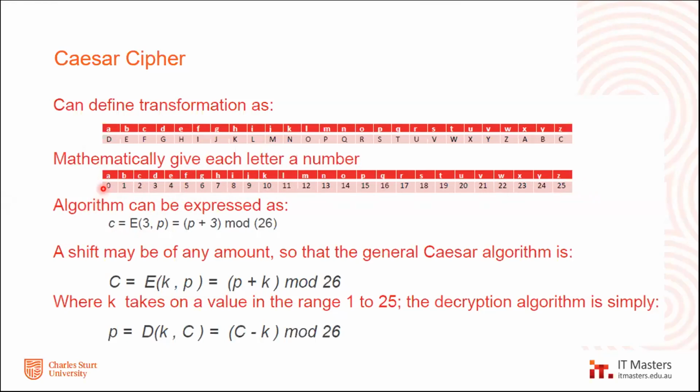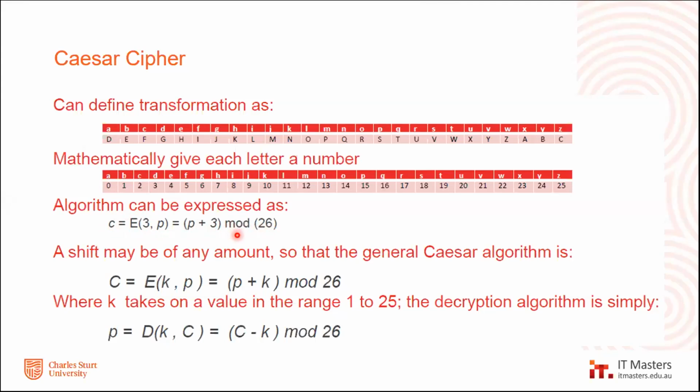Simple example. So we've got numbers here for each of our letters. Now, the algorithm can be expressed as follows. Just keep with me. It's a little bit complex, but it's not too bad. C is the ciphertext. So the encryption algorithm is the plain text shifted by 3. The ciphertext equals the plain text shifted by 3, so that equals P plus 3 mod 26.